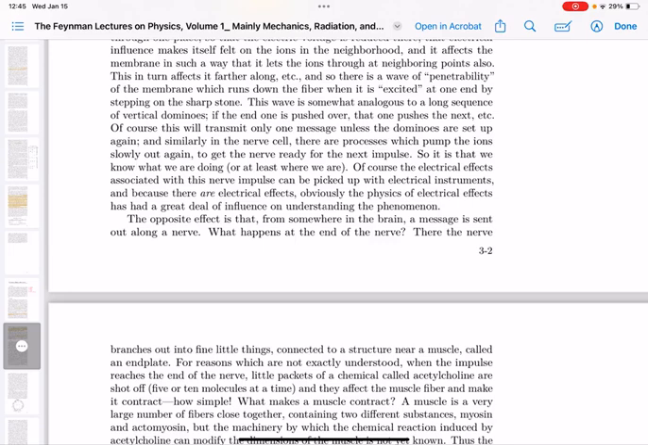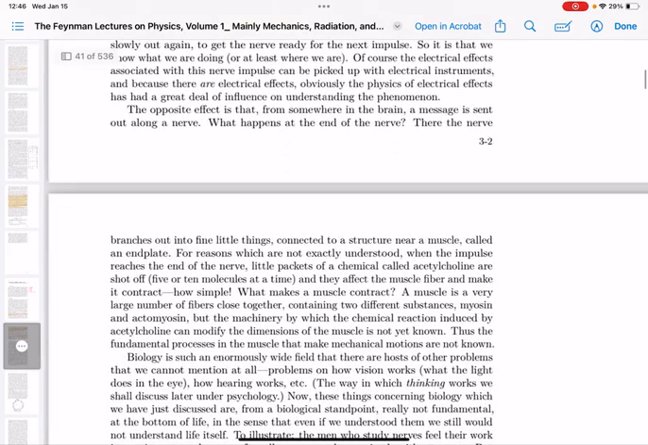And similarly, in the nerve cell, there are processes which pump the ions slowly out again to get the nerve ready for the next impulse. So it is that we know what we are doing, or at least where we are. Of course, the electrical effects associated with this nerve impulse can be picked up with electrical instruments. And because there are electrical effects, obviously the physics of electrical effects has had a great deal of influence on understanding the phenomena.